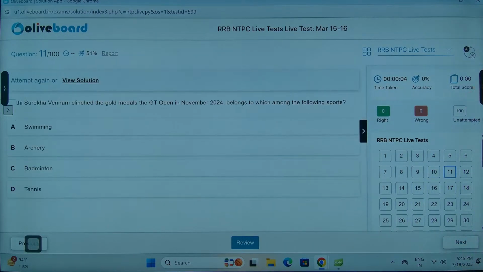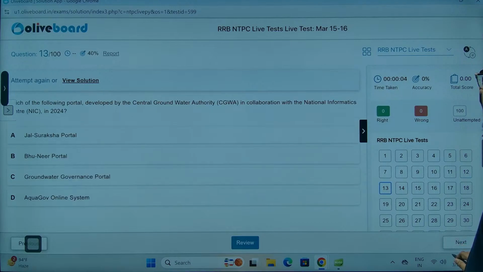Next question, sir. Again, I won't be able to solve. Not this one, not this one.